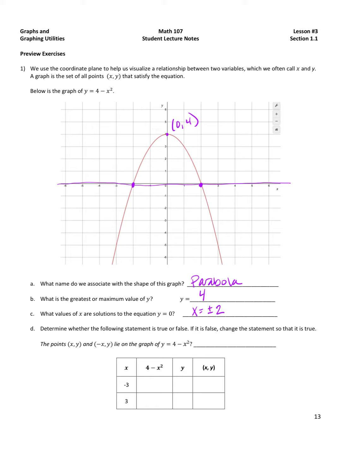And then determine whether the following statement is true or false. If it is false, change the statement and make it true. The points (x, y) and the opposite of (x, y) both lie on the graph of 4 minus x squared. That is true because this graph is symmetric about the y-axis. So for any point I pick on it, right, we have (-3, -5) and (3, -5). So for any point (x, y), the opposite of (x, y) is also on the graph.